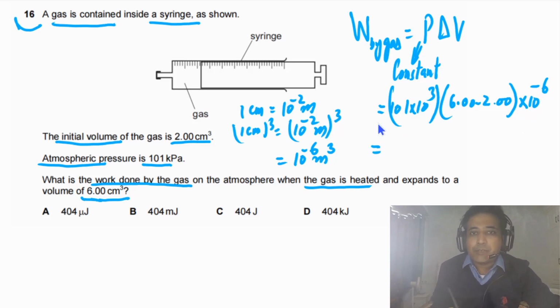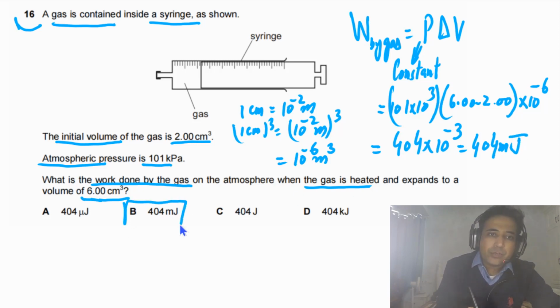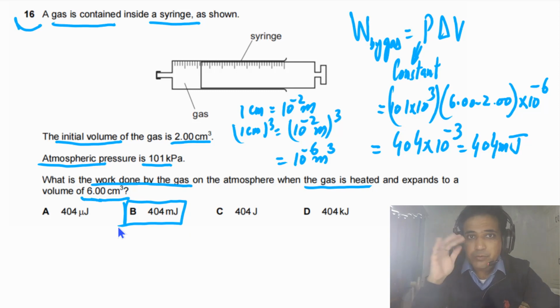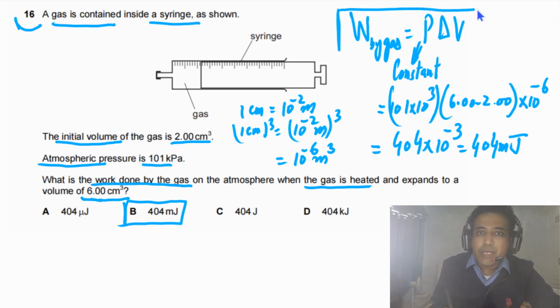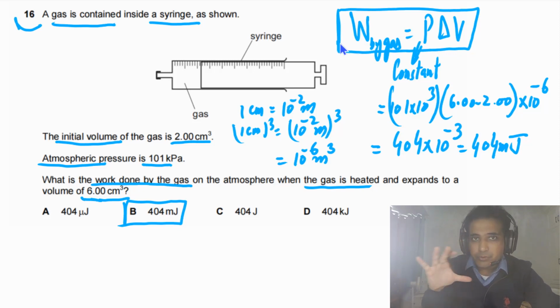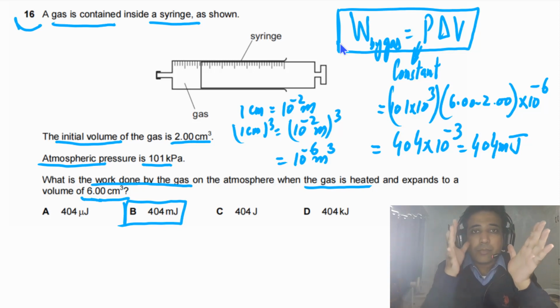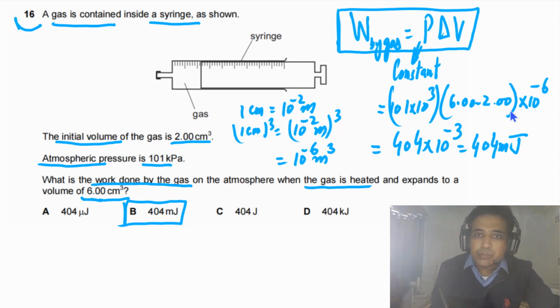Now if we simplify this one, if we just multiply, we will get 404 times 10 to minus 3. So it simply means this is equal to 404 millijoules. So the answer for this question is B. Quite straightforward question. Simply you need to understand work done by gas is P times delta V. If expansion, work done by gas is positive. If it is compression, work done by gas will be negative because this quantity then will be negative, meaning the change in volume will be negative, meaning the volume will decrease. So the answer for this question is B.